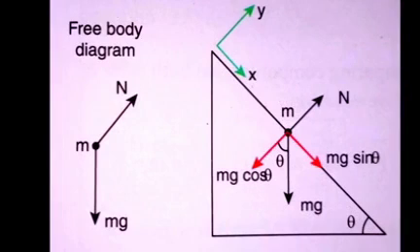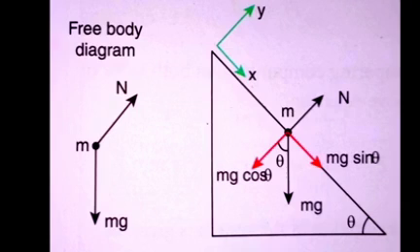Students, here the mass is considered as a dot point, and the forces acting on the object are the normal force, which is perpendicular, and the downward gravitational force mg, which are represented in the free body diagram. Then another diagram represents the component diagram, showing the components parallel and perpendicular to the surface, represented here as mg cos theta and mg sin theta.